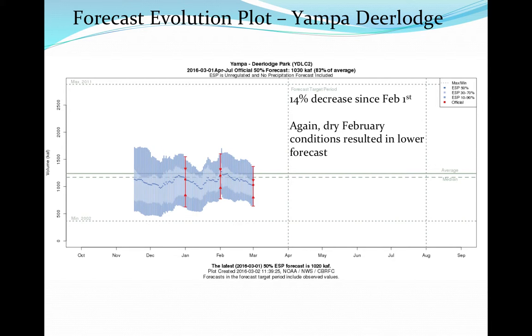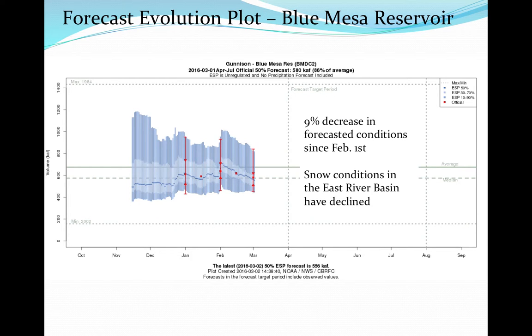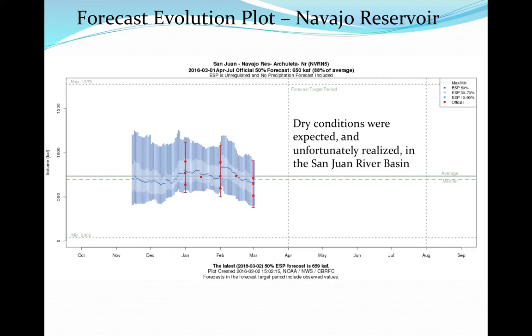Yampa Deerlodge, 14% decrease since February 1st. The Gunnison at Blue Mesa, a 9% decrease in forecasted conditions since February 1st, particularly in the East River Basin. Snow conditions there in particular have declined quite a bit. In the San Juan River Basin, dry conditions were expected, and they were unfortunately realized.